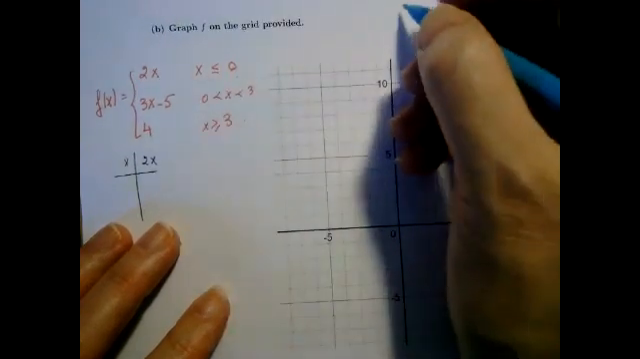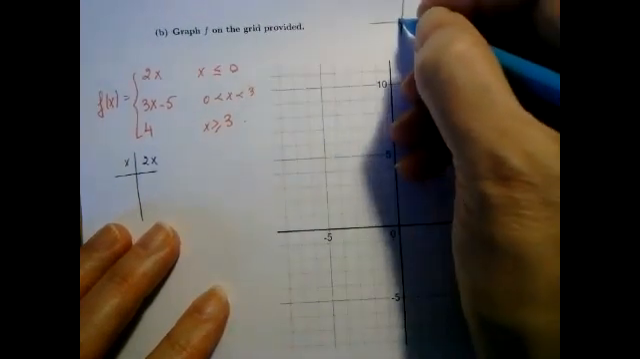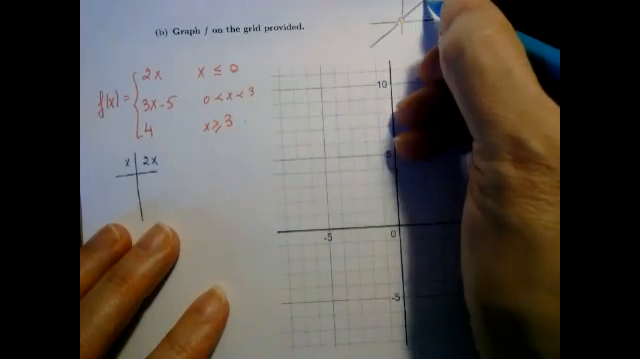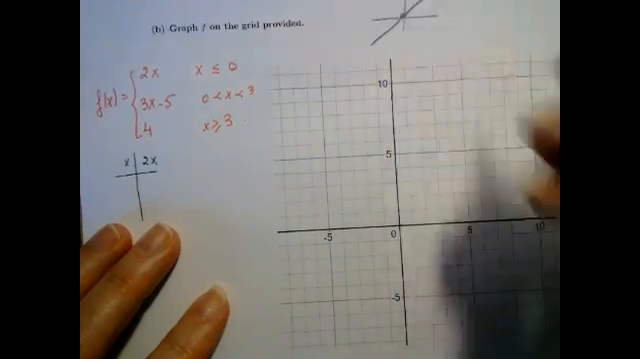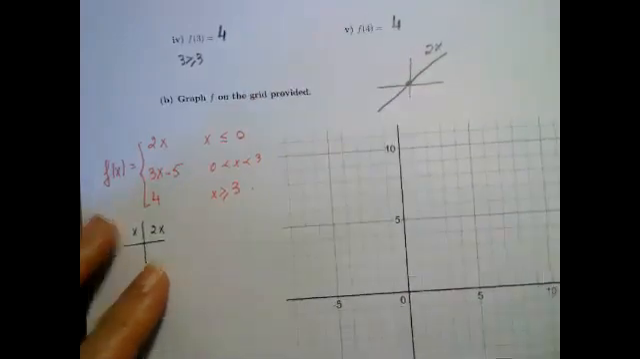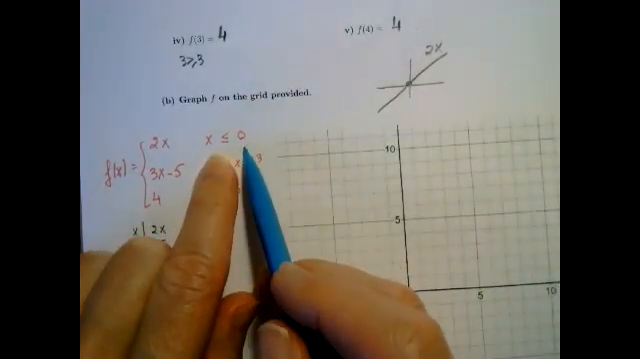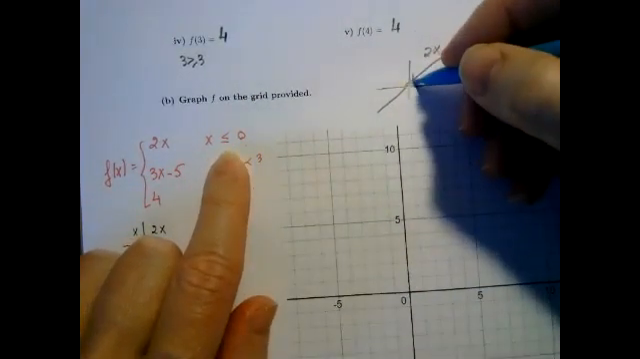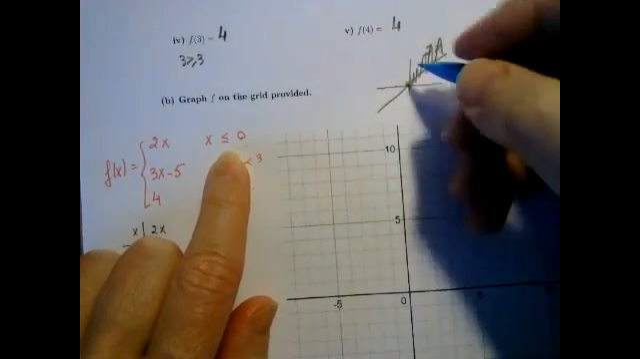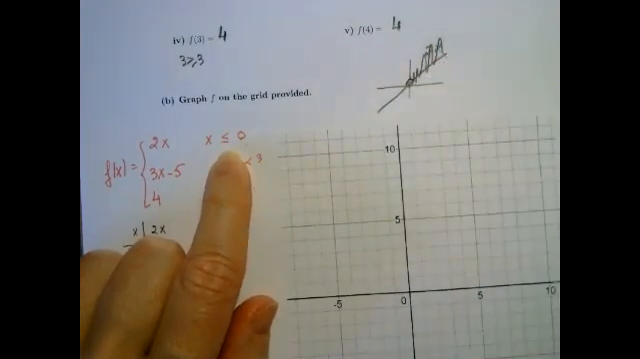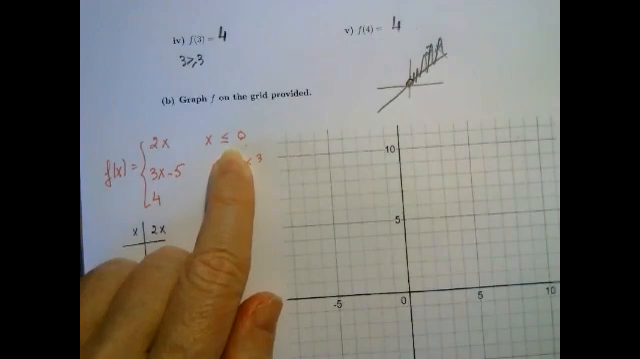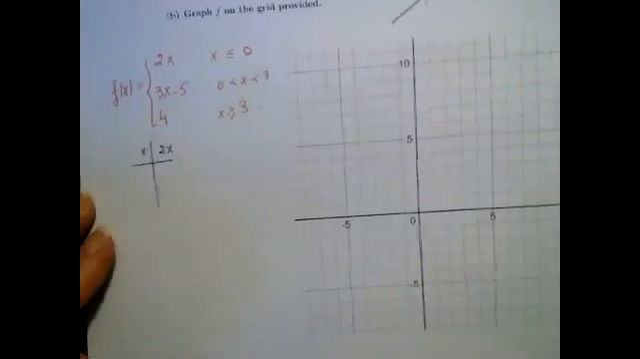Okay, so y equal to 2x, you're right. At 0, it is 0. It goes all the way. That's 2x. But we want it to stop where? We want it to stop at 0. So when you're graphing, this piece has to stop right at 0. Do you follow what I said? Okay. All right.